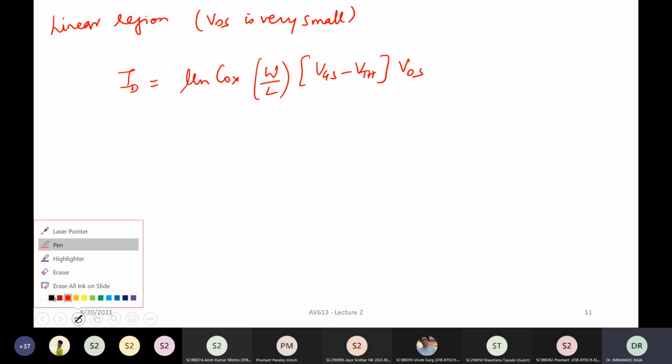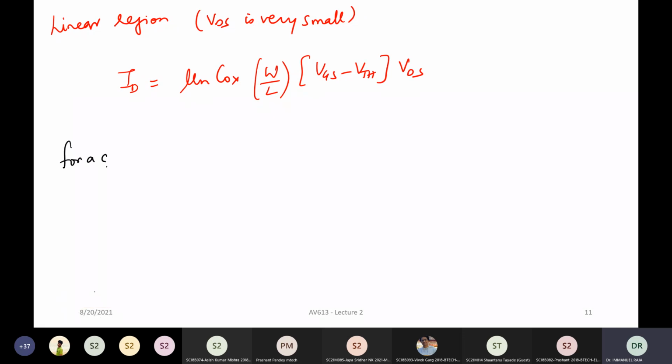Now, for a given VGS, what happens? This whole thing is a constant. Now, what is the relationship? How does the MOSFET behave here? Linearly with VDS. So what element behaves like that? A resistor, right?